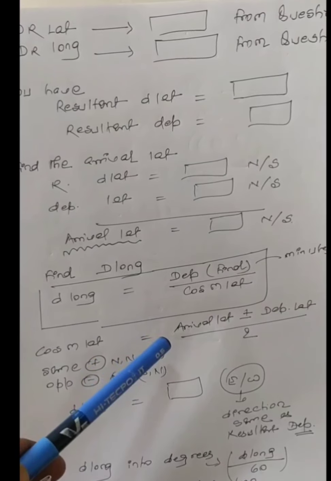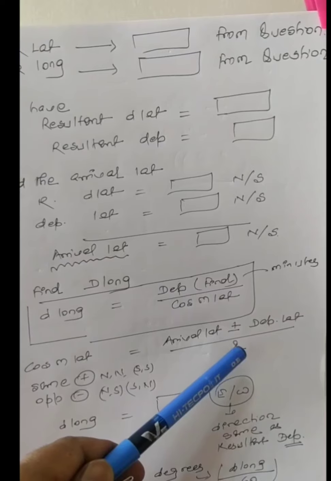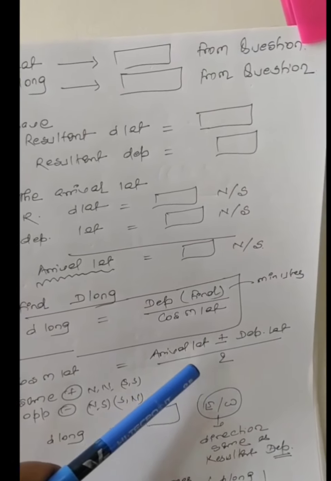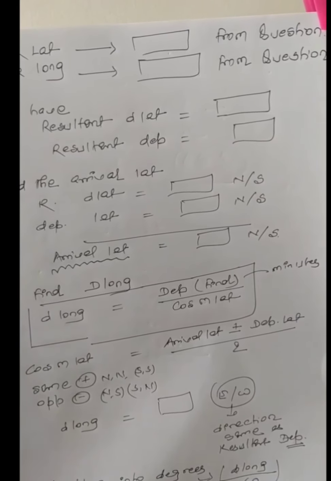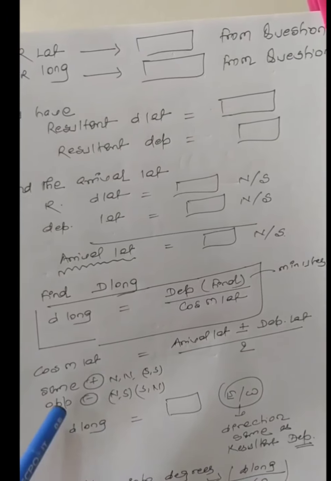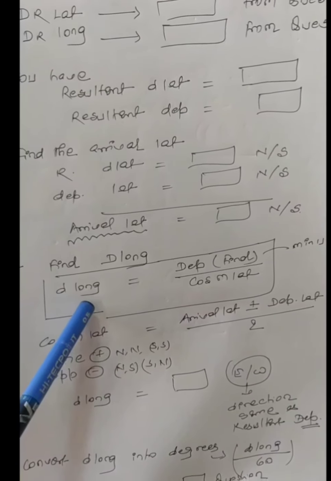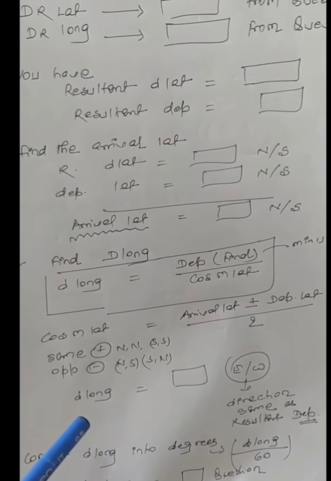Arrival latitude is the one that we have found over here, and departure latitude is given in the question, plus or minus, divided by 2. If arrival lat and departure lat have the same direction, for example north, then we will add; for opposite directions we will subtract. Okay, divided by 2 will give you the cos m lat. This is the cos m lat formula. We will put this cos m lat in the d long formula. D long is equal to departure upon cos m lat. We will get this d long.